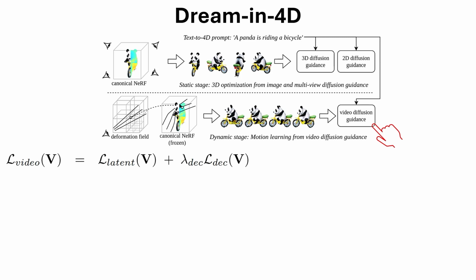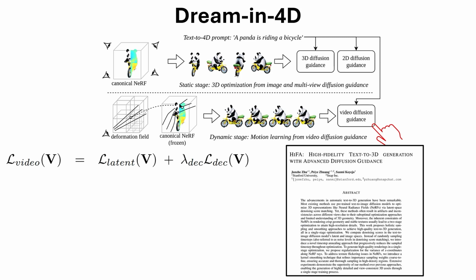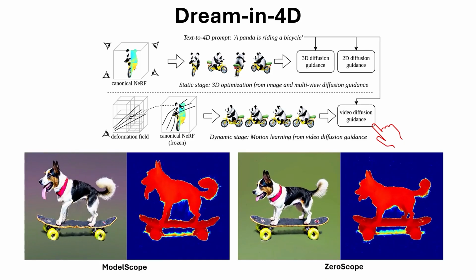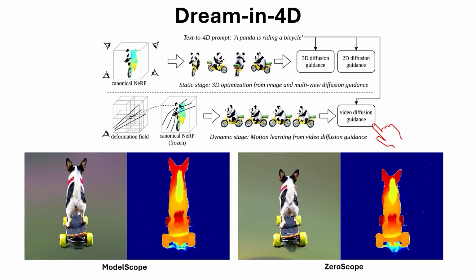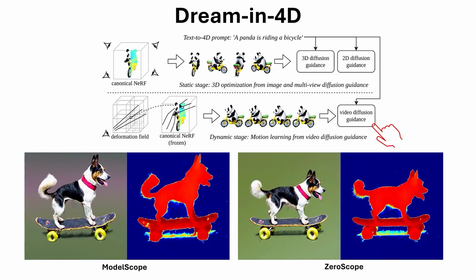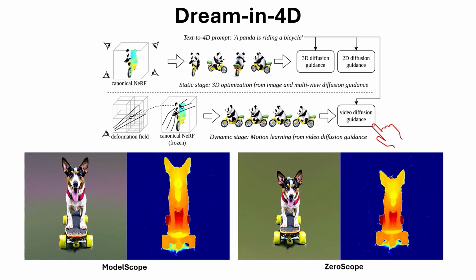And this new version of the SDS loss function is proposed in a paper from ICLR 2024 that says we use latent in addition to RGB values in the loss, since RGB values alone result in some color bias in generated results. And for the choice of video diffusion model in the loss function, they have tried ModelScope and ZeroScope, and both can generate promising results.